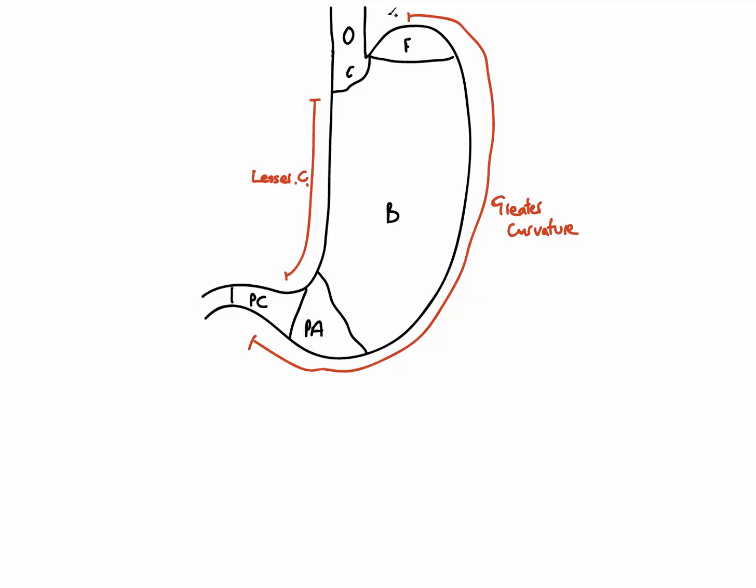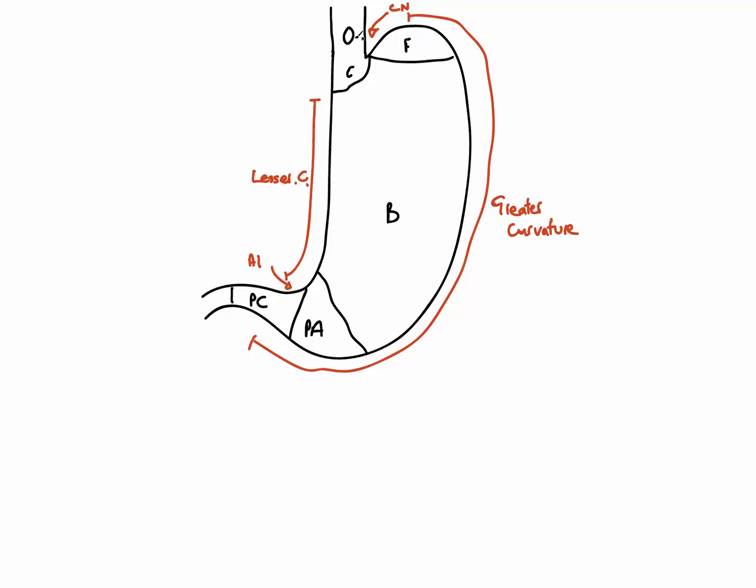We can also add in this little indentation here, which is known as the cardial notch, and we can also add in a shallower notch here, and this is known as the angular incisure. So here we have the greater curvature and the lesser curvature.